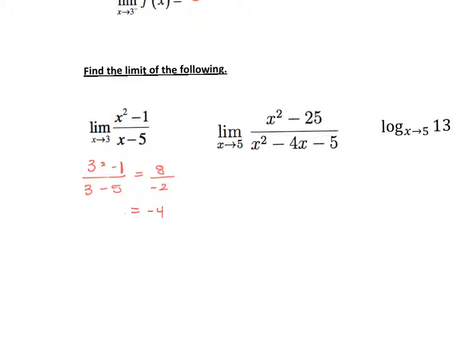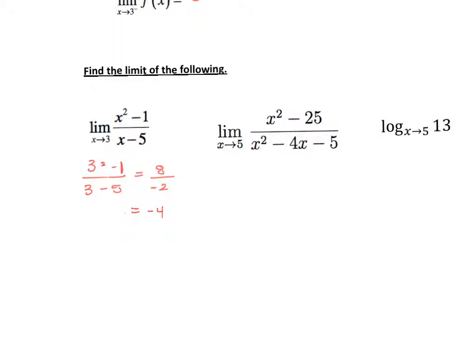If I were to graph that and I were to check, okay, let's see, 3.01, 3.001, and 2.999, you would get closer to -4, to the left and to the right of 3, because that's what your x is approaching. Is that clear?